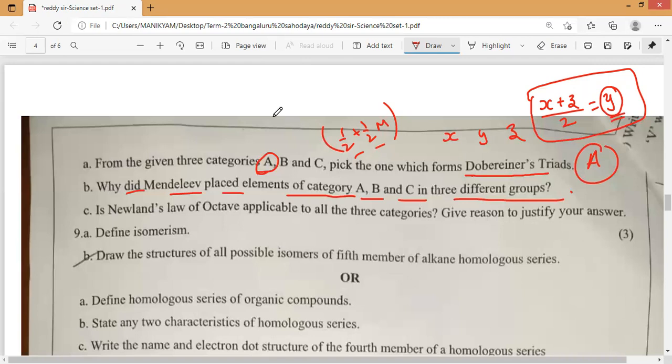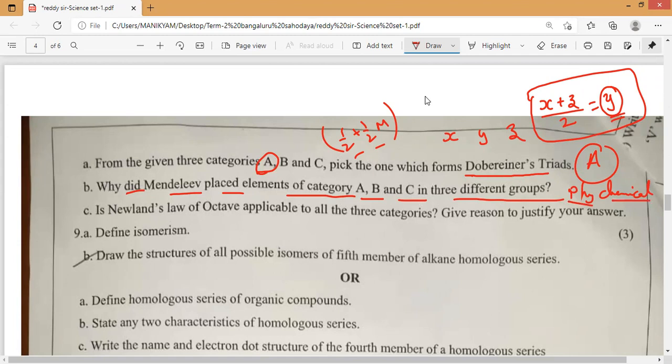Based upon the musical notes, sir. Mendeleev's is based upon the oxides and hydrides. That is oxides and hydrides. Kevin, you are saying Newlands' octave rule, the physical rule. Yes or no, Kevin? So Mendeleev placed the elements of category A, B, C in 3 different groups based upon the physical properties as well as chemical properties. That's all correct. That is what we are studying, the Mendeleev periodic table.